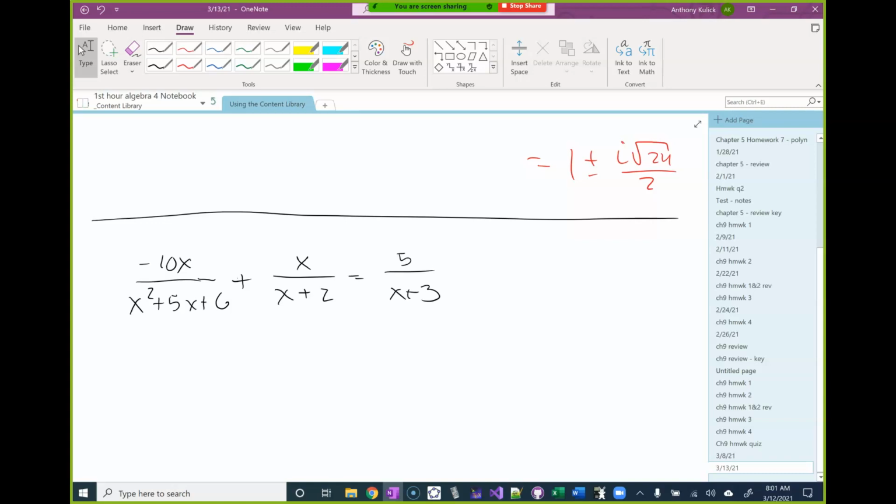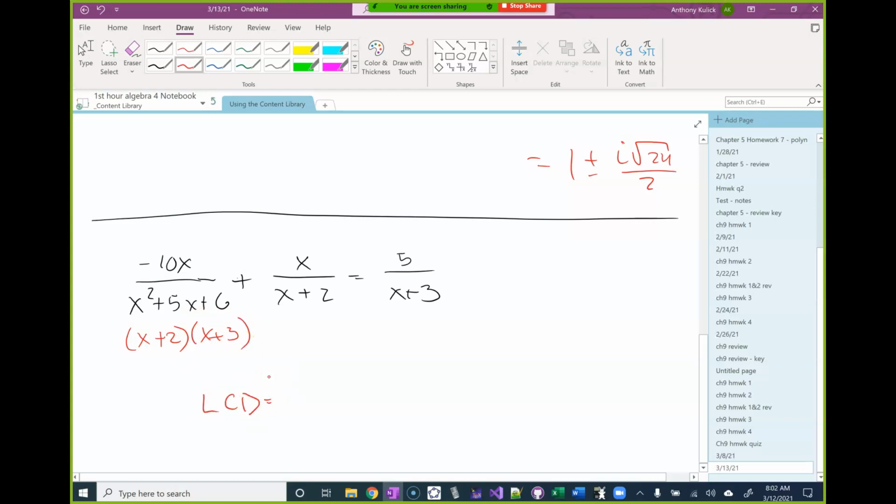The least common denominator. Okay, before we can find the least common denominator, though, we need to factor. Yep. And the x squared plus 5x plus 6 can factor, right? Yes. What does that factor to? Plus 2 plus 3. Very good. Yep. I knew what you meant.